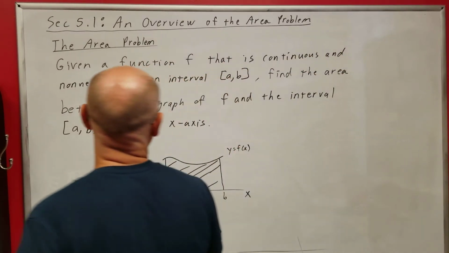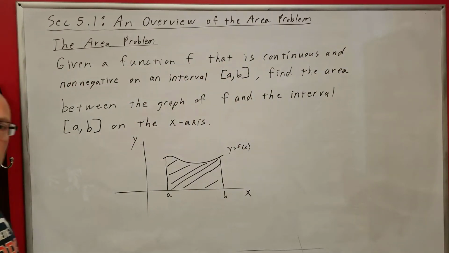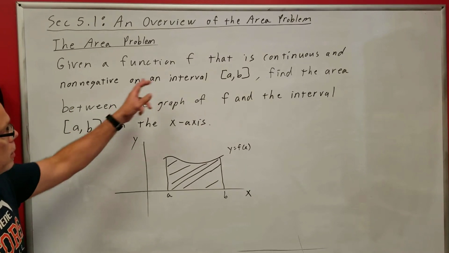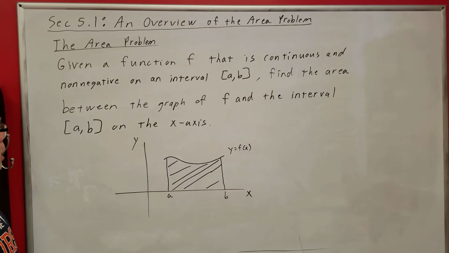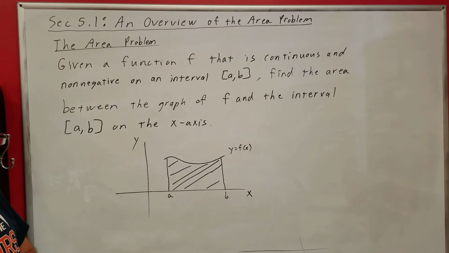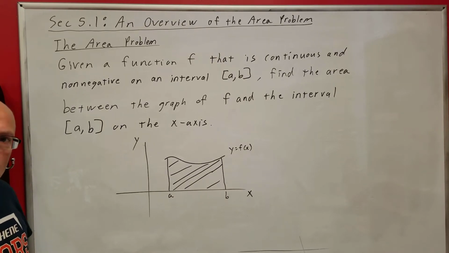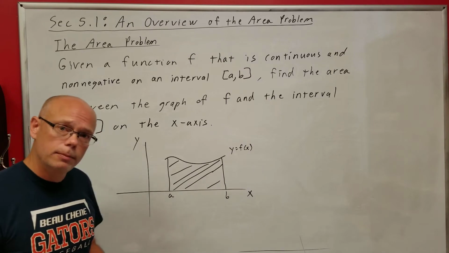Section 5.1, an overview of the area problem. Let's look at what the area problem is. It says, given a function f that is continuous and non-negative on closed interval AB, find the area between the graph of f and the interval AB on the x-axis. All right, basically here's what they're saying right here.